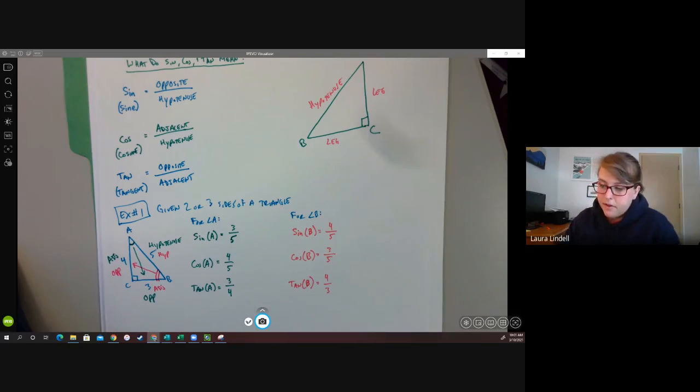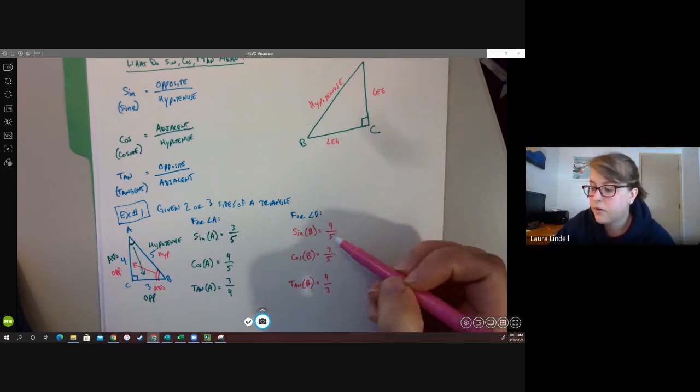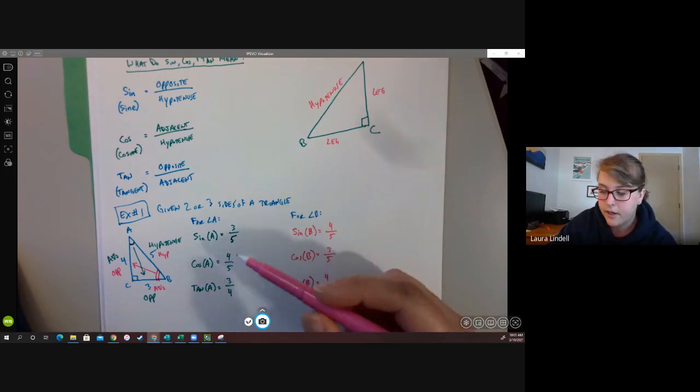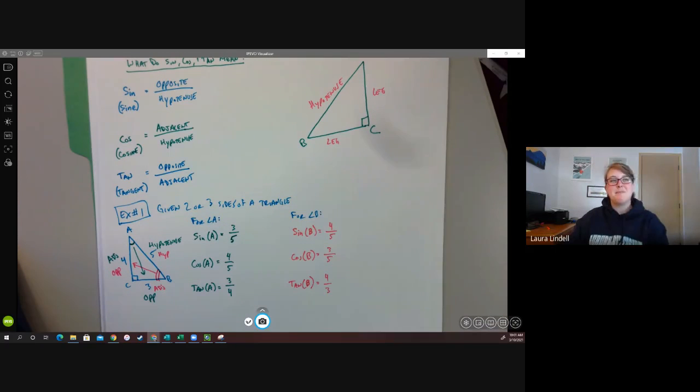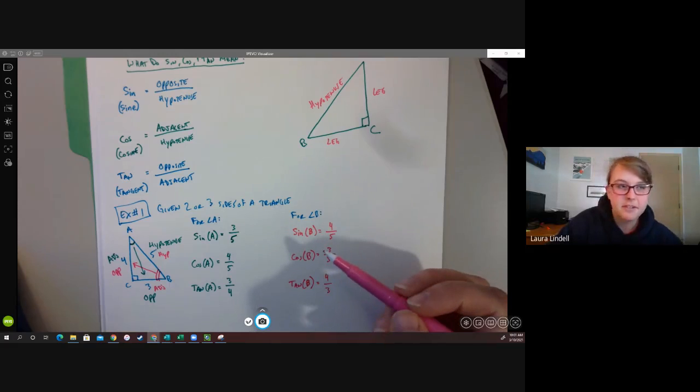So what do we notice about sine and cosine with angle A and angle B? What's the difference? Anyone see it? Okay, sure, it went down a number. Also, if you take a look at cosine of A and sine of B, the tables have turned. Yes.